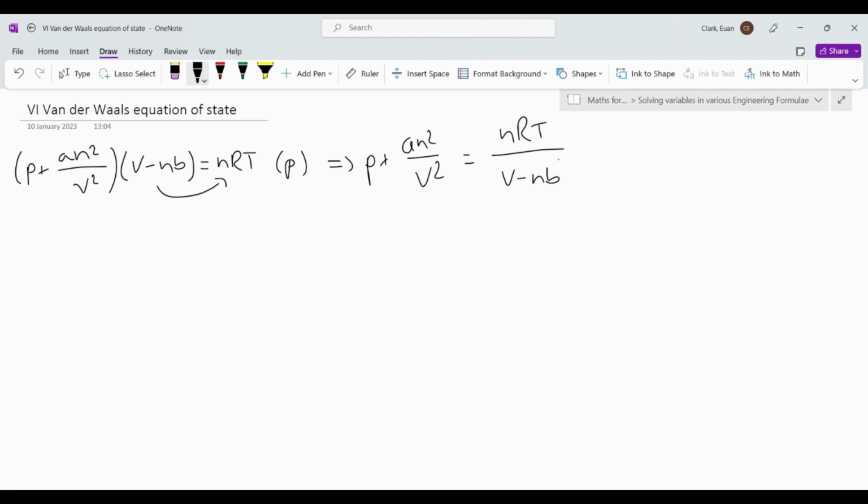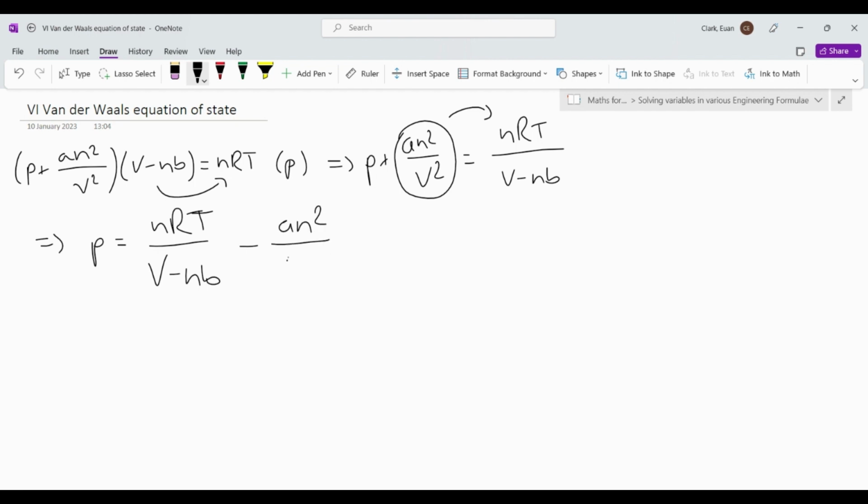Anyway, next step, once we have this, what we can do is simply put this term over here, we'll just pop it to the right, so just a minus. That will give us the final answer of P equals nRT over V minus nb minus an squared over V squared. Nice and easy for the first one.